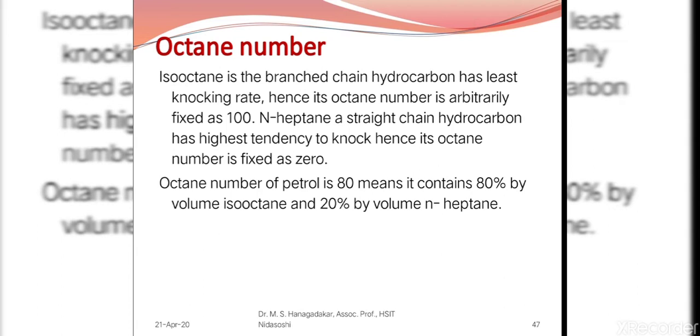Let us take an example of how to predict the octane value of the given petrol which we are using from the petrol bunk. If the petrol octane value is rated as 80, it means what? That petrol has the same knocking character as the mixture of 80% volume of iso-octane and 20% volume of n-heptane composition.